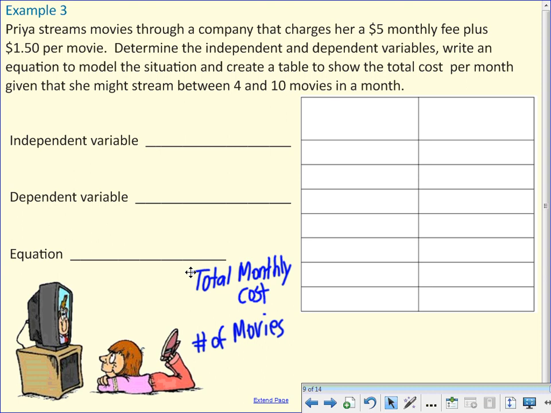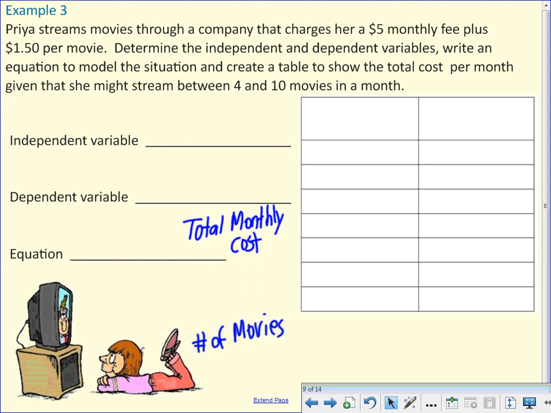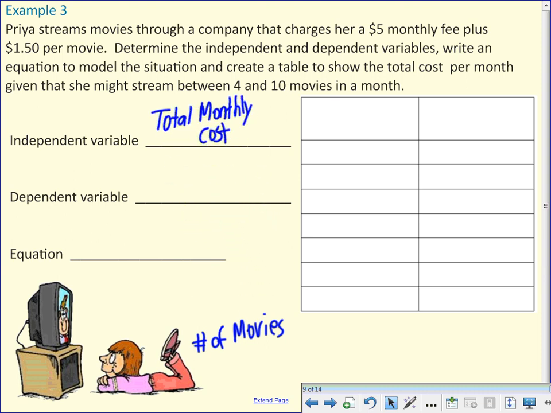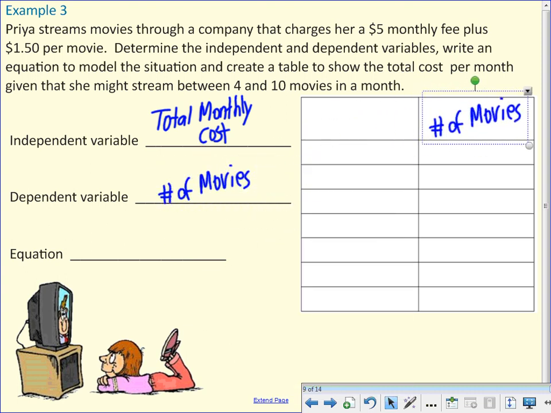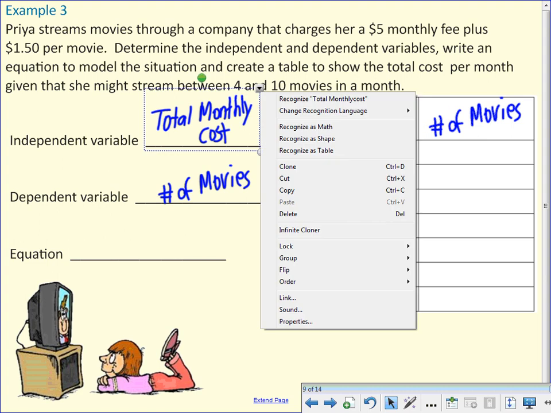So which depends on which? Does the number of movies depend on the total cost, or does the total cost depend on the number of movies? So the total cost is our independent. The number of movies is our dependent. So that's how we fill in our charts.